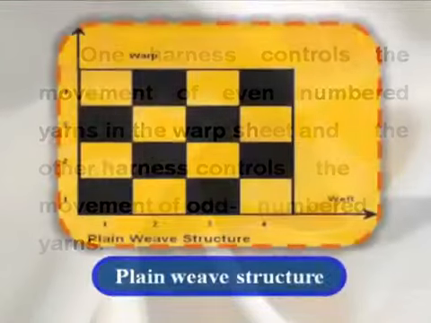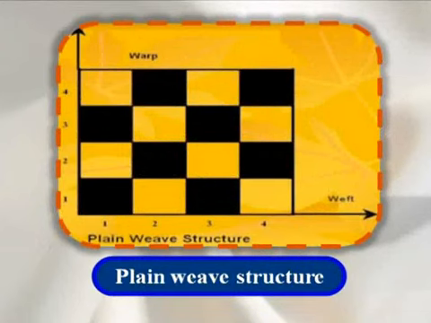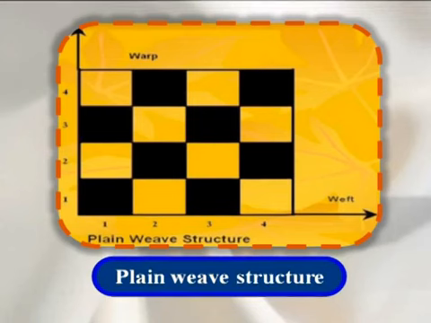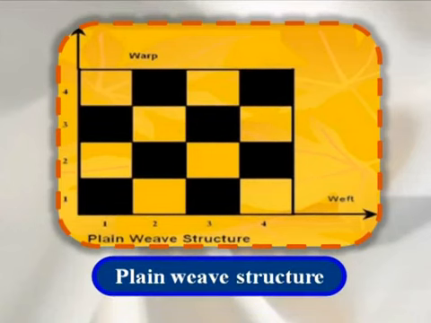For representing plain weave, warp number 1 goes above pick number 1, so mark a cross; below pick number 2, leave blank; above pick number 3, mark a cross; and below pick number 4, leave blank, and so on.